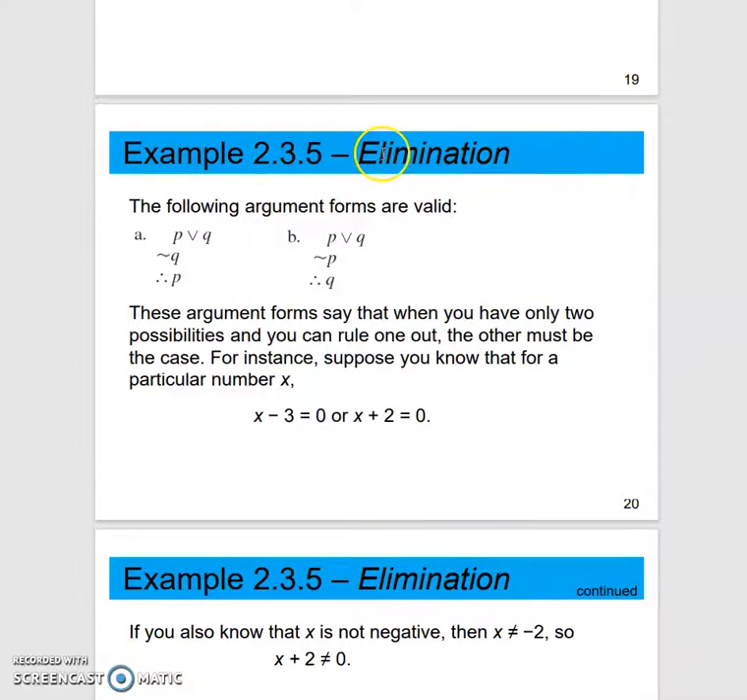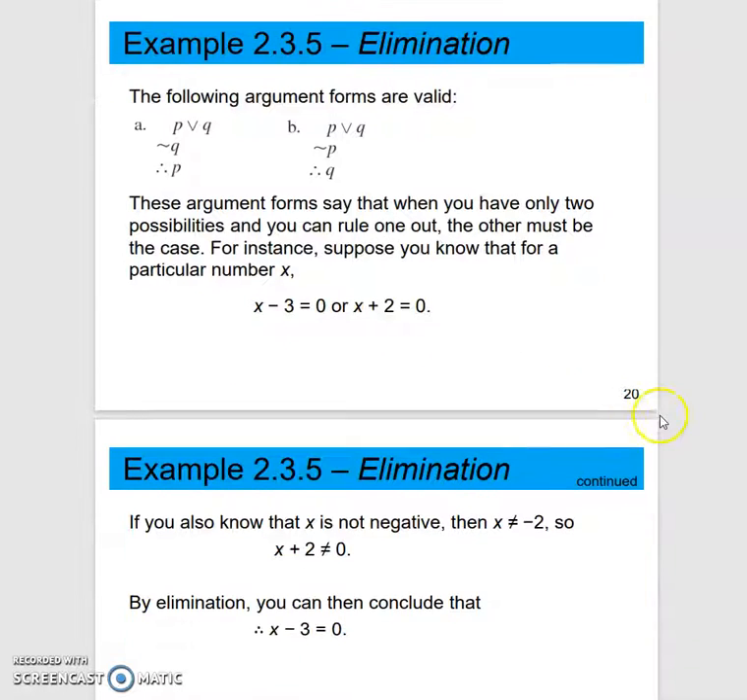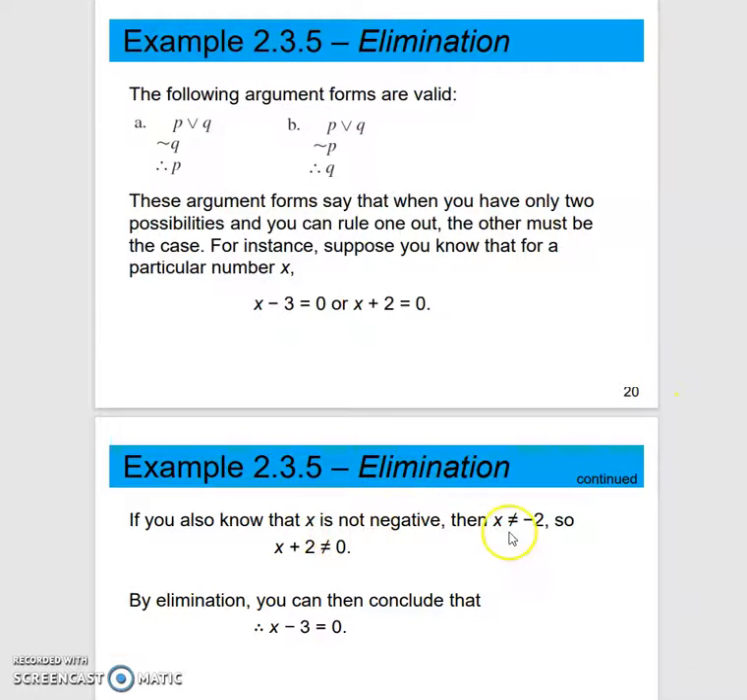All right, our next technique is called elimination. So here I've got P or Q, and then we're told, okay, the Q doesn't work. Well, that means the other one must. So I will conclude P. And we can say similar, if it's the not P, we will then take Q. So if we know that x minus 3 is 0, or x plus 2 is 0, and we also know that x is not negative 2, we would then conclude the other statement that x minus 3 equals 0. And again, we call this technique elimination.